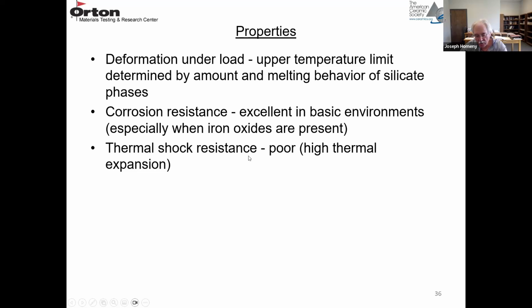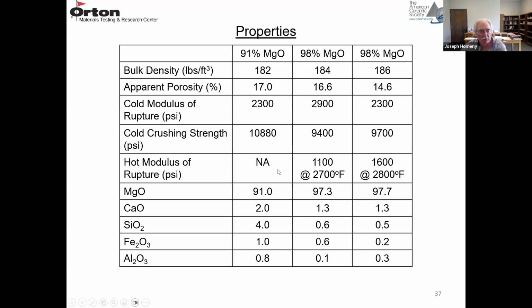So MgO is still a useful refractory, even though it has bad thermal shock resistance. Once you put it in composite form, you have the best of both of these worlds, good corrosion resistance and good thermal shock resistance. And it has good mechanical properties because of the carbon.